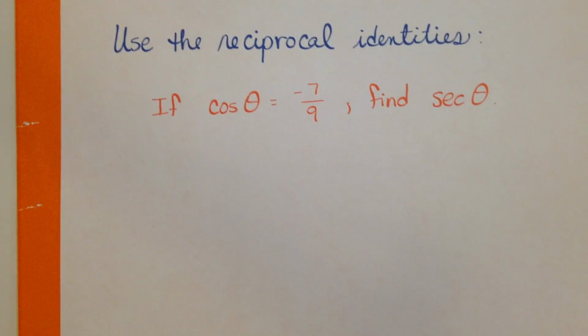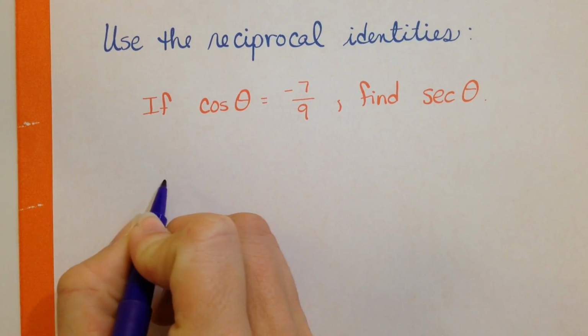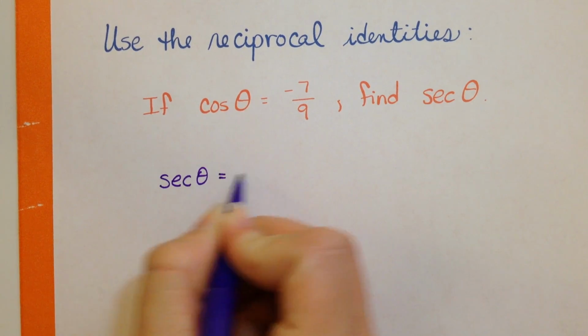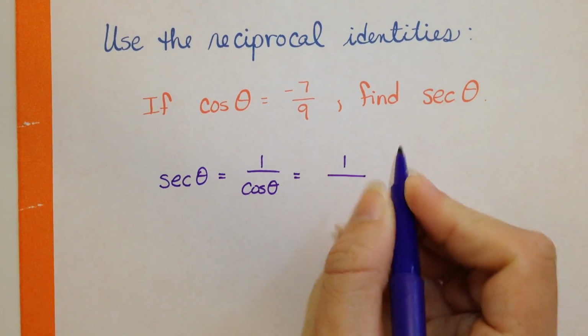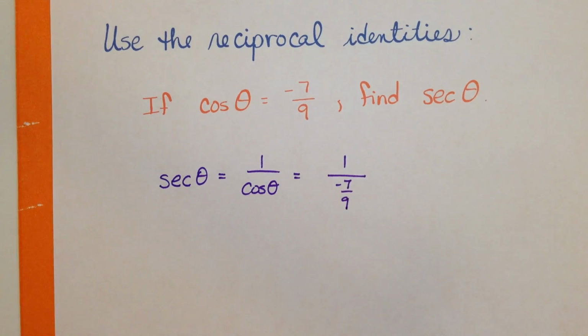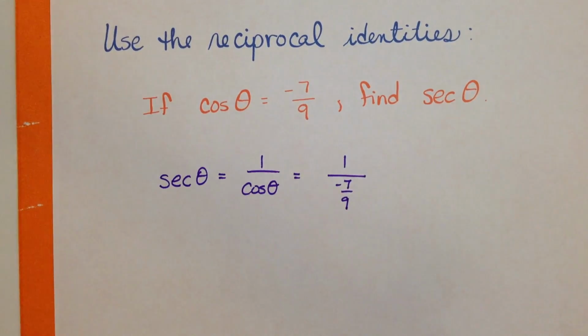Okay, so using these identities on a few problems, and these are some very basic ones. Here you're told to use the reciprocal identities. You're told that cosine is equal to -7/9, and you're asked to find secant. If you're told to use the reciprocal identity, I know that secant is equal to 1 over cosine. So that means I would have 1 divided by -7/9. I'm replacing my cosine theta with the -7/9 since those are equivalent to each other, okay?